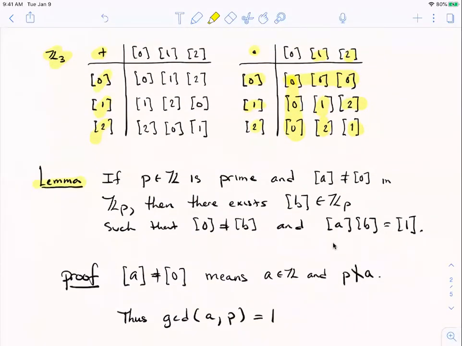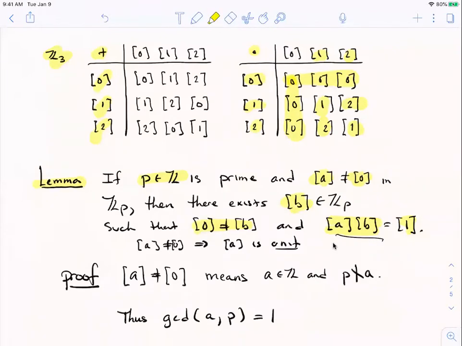Okay, so here's what I want to prove. Another lemma. If you take a prime number and you choose an element of ZP that's not 0, so you take some element that's not divisible by p, then you can find some other class in ZP that's also not 0, and you can multiply them together and get the identity. So another way to say that is that if A is not 0 in ZP, then A is a unit. It's our new vocabulary. Unit means invertible. A has a multiplicative inverse.